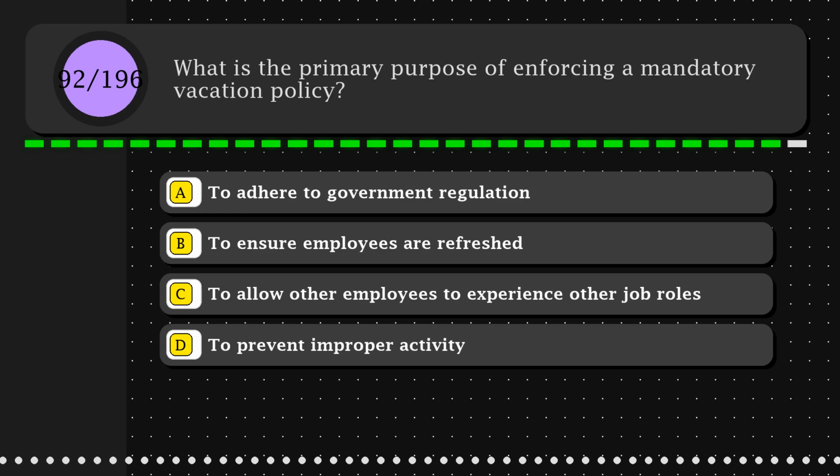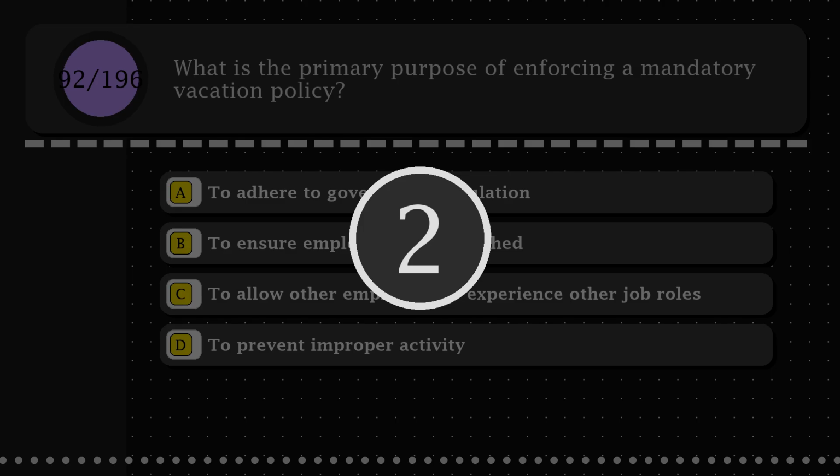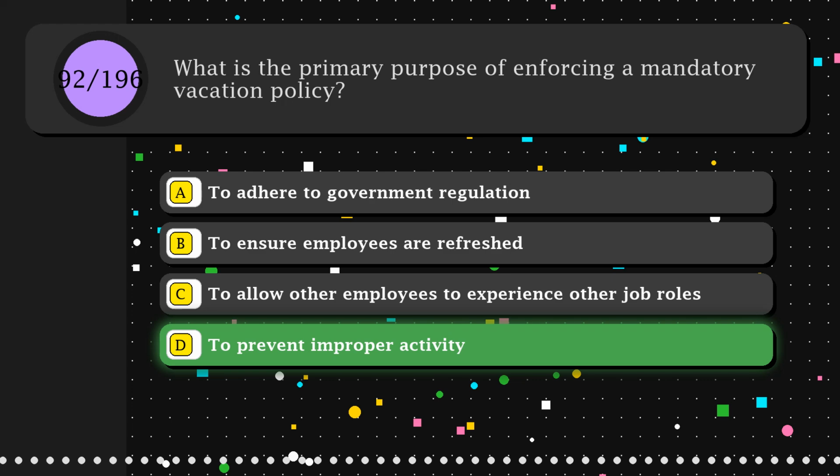Question 92. What is the primary purpose of enforcing a mandatory vacation policy? Option A, to adhere to government regulation. Option B, to ensure employees are refreshed. Option C, to allow other employees to experience other job roles. Option D, to prevent improper activity. The correct answer is option D, to prevent improper activity.